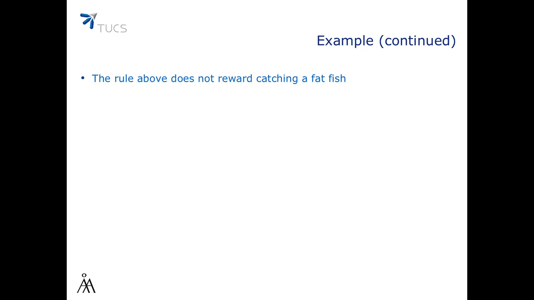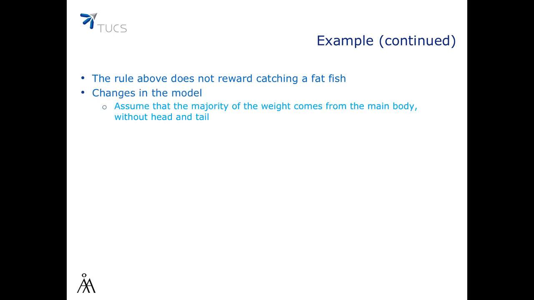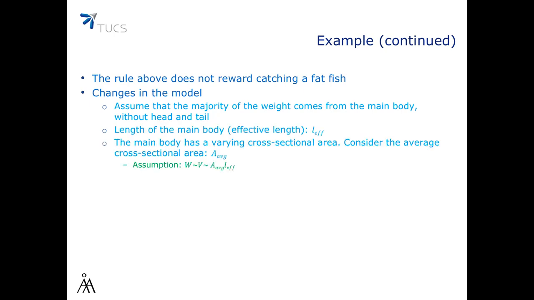Now, to allow for this, we can revise our model, and we are going to do it in the following way. We are going to assume that the majority of the weight comes from the main body without the head and the tail. So to account for that, we are going to denote the length of the main body, meaning the length of the fish without the head and without the tail, by L sub F, F standing for effective length.